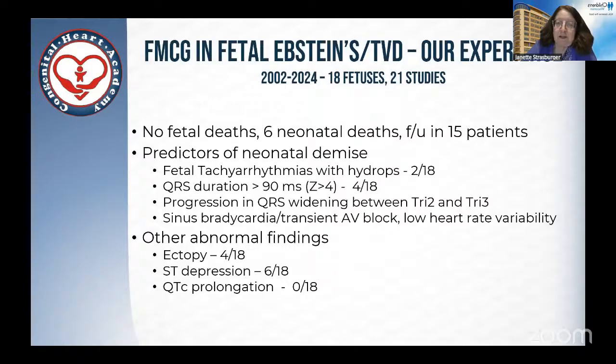With a QRS duration of greater than a z-score of +4 or 90 milliseconds, 4 of the 6 fetuses died. Progression in the QRS widening between second and third trimester was an important predictor and probably underlies a lot of the hemodynamic changes that occur during that time as well.